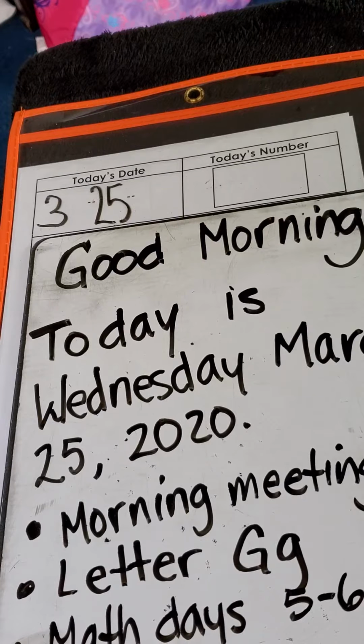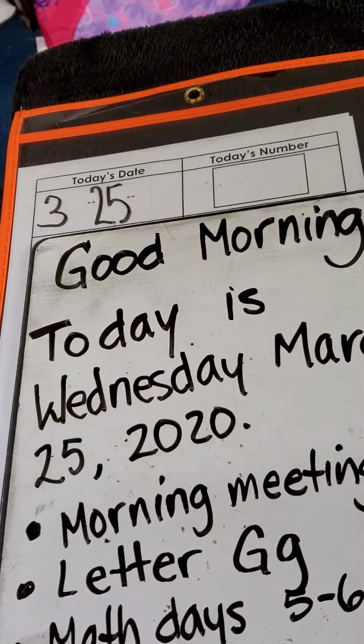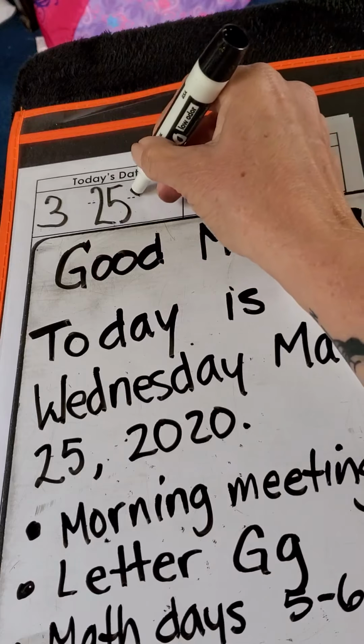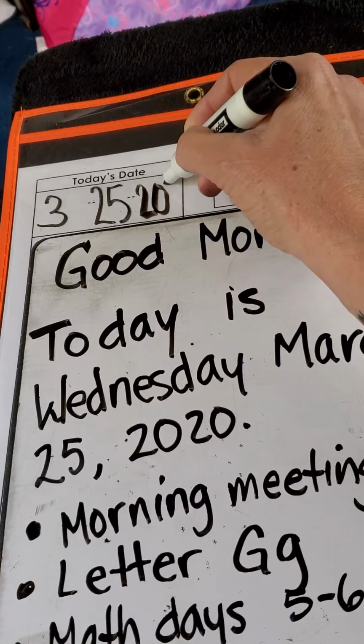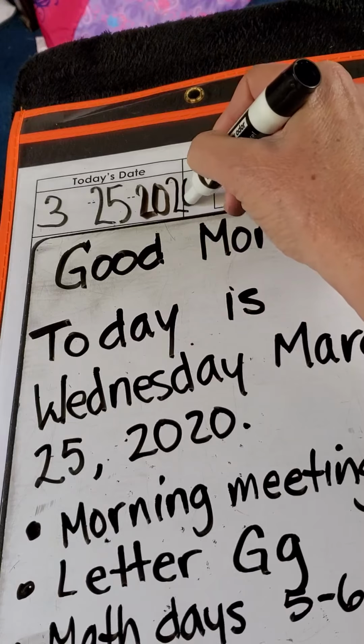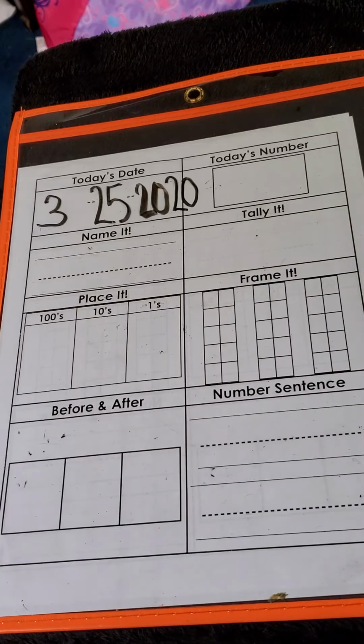And the end of the secret code's always the year. Yep, right here, 2020. If you don't have room to do both 20s, you can just do 20. Got it? Perfect. Let's move this and continue on our morning meeting page.